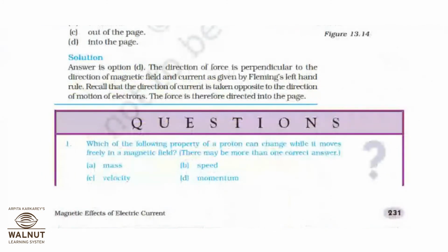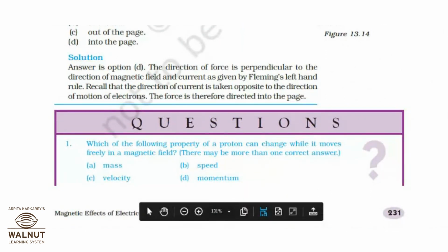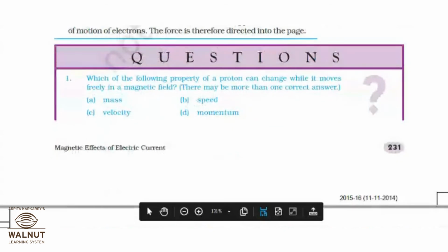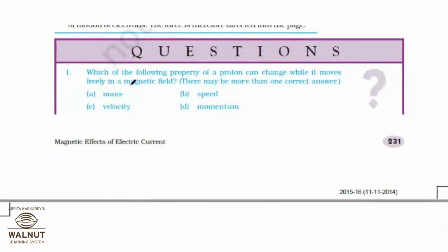Then on page number 231, which of the following properties of a proton can change while it moves freely in a magnetic field? So what do you think? Which of the following properties, out of the four they have mentioned, will be changed when it is moving freely in a magnetic field? Yes, C and D. Why not A?